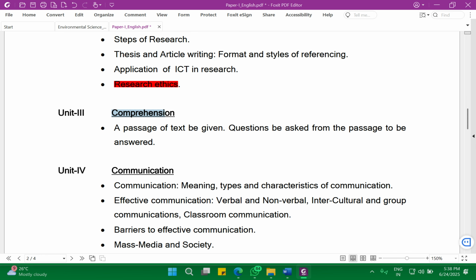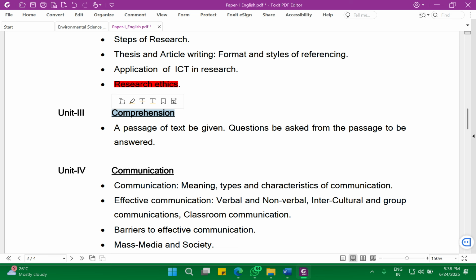And in comprehension they may give one passage or paragraph which is mostly from Hindu newspaper editorial, or Times of India editorial, or Indian Express editorial. So from that passage, they will be asking 5 questions. So mostly it is very easy to score in this area. So try to focus as much as you can, because time is limited for you. So you need to complete the paper one first. So time is very limited. So you have to read quickly, and you have to comprehend it, and you have to answer the questions.